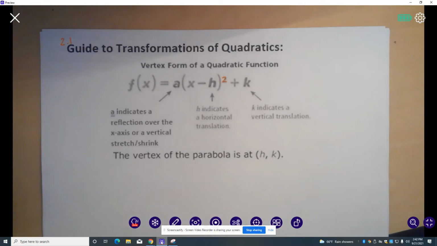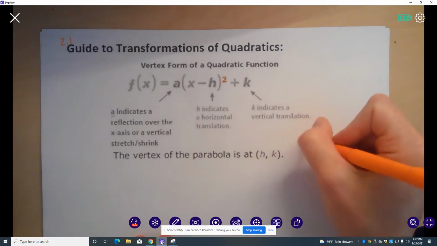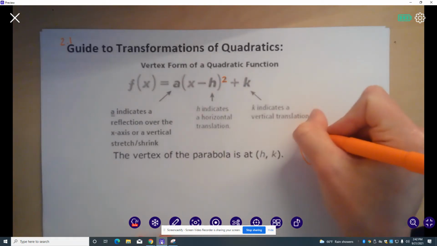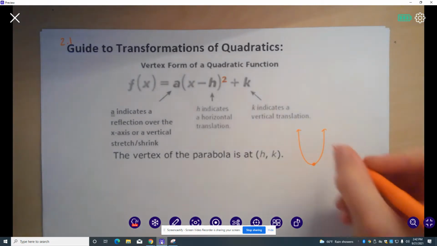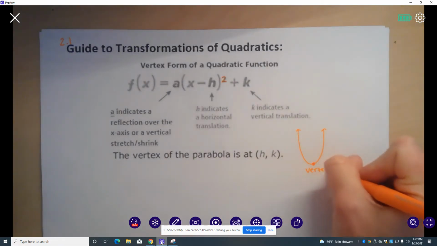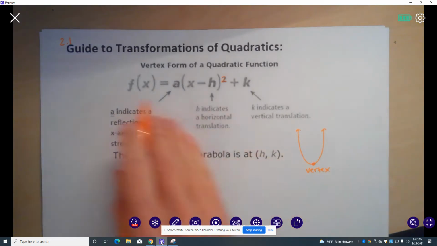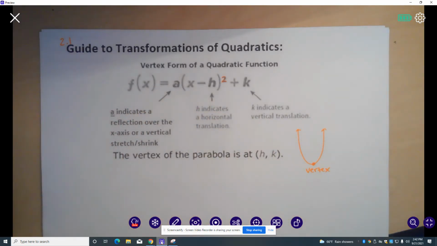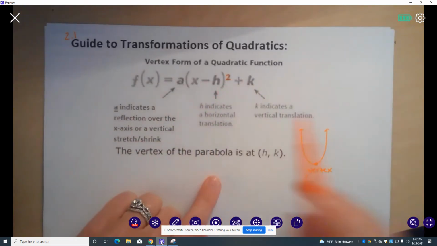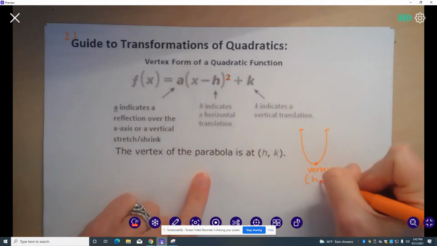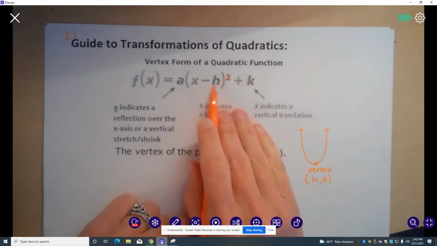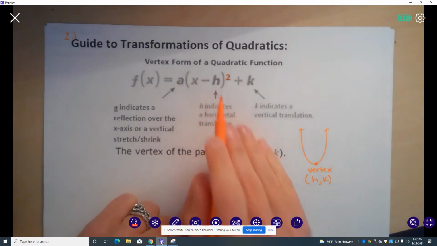And then something else that we want to take note of is the vertex of a parabola. So if you have your parabola, the minimum or the maximum of your parabola is called the vertex. And you'll be able to tell where the vertex is located by looking at the vertex form of the quadratic function. And you'll notice that the vertex will always be located at the point (h, k). And so you can look at your quadratic function to find where the vertex should be.